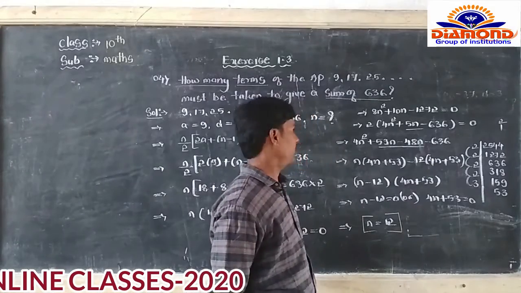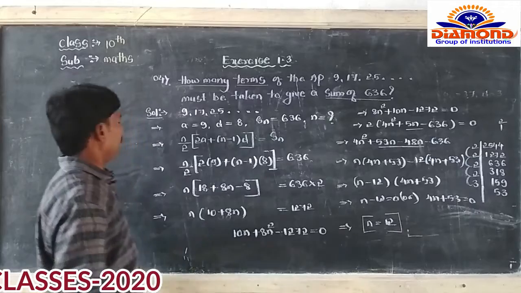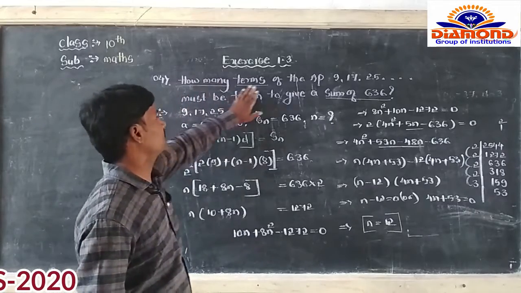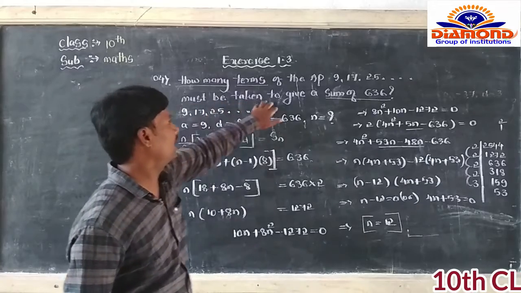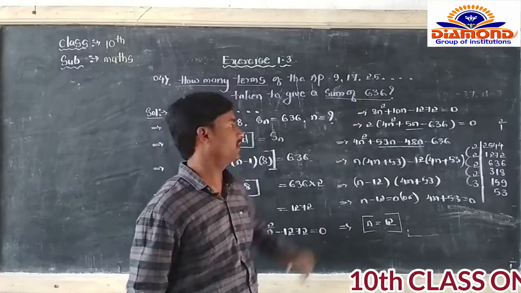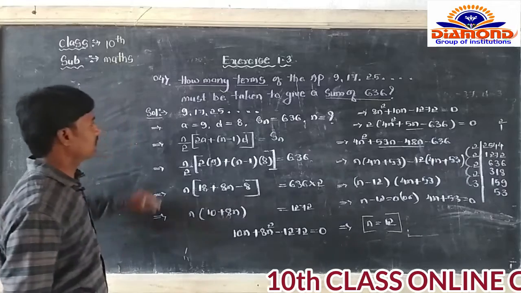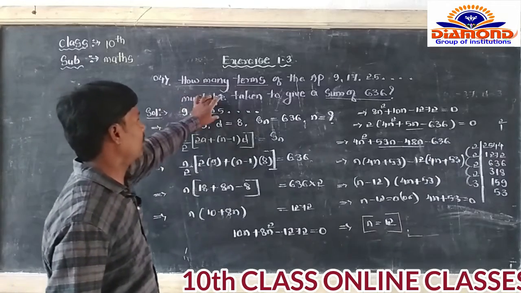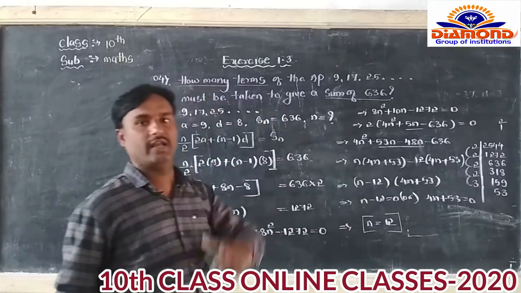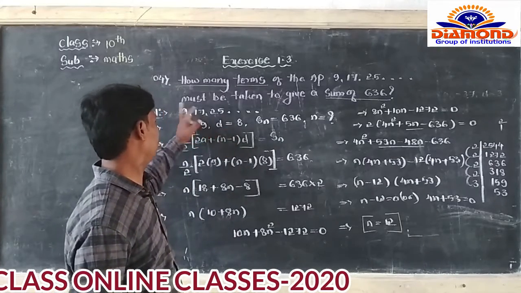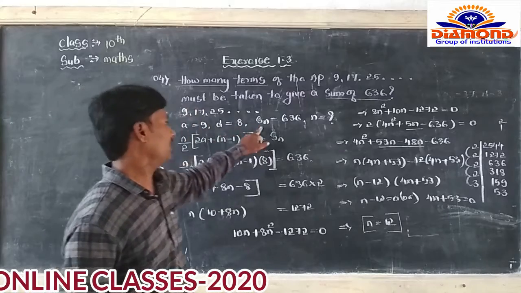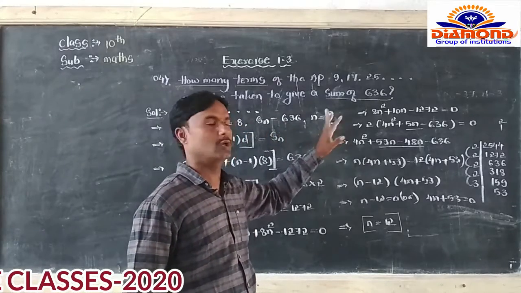One time I want to explain, listen carefully. Question number 4 is what? How many terms of the AP 9, 17, 25 and so on must be taken to give a sum of 636 is the question. Okay, the sequence is 9, 17, 25 and so on. First you take the values. First a value is 9, common difference is 8, 17 minus 9 is equal to 8, Sn is equal to 636, n is equal to question mark.